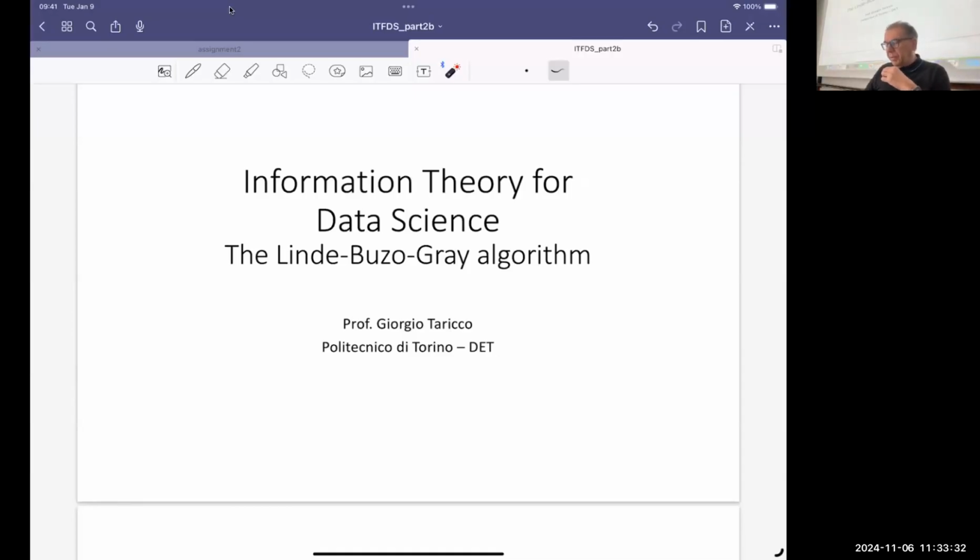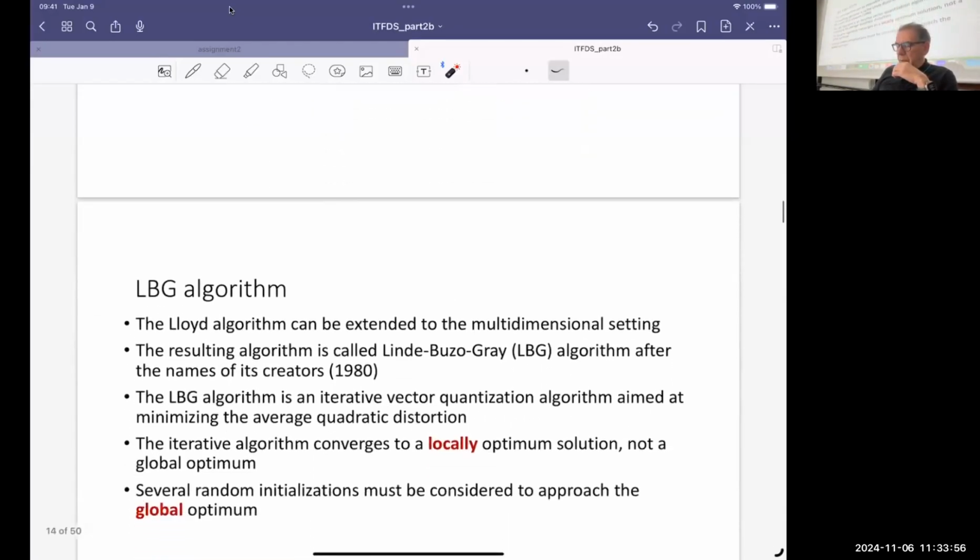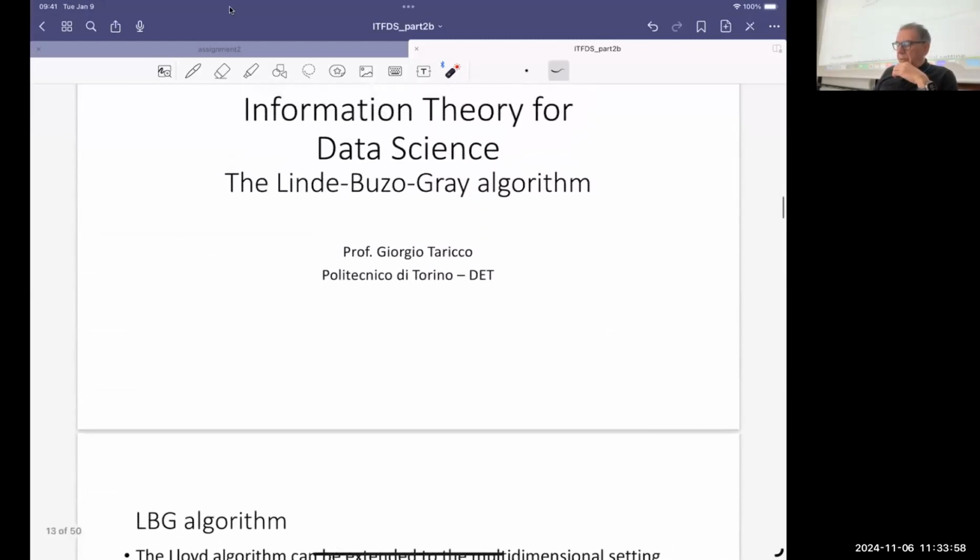We extend the previous analysis from the one-dimensional case to the multidimensional case. Here we are going to consider what is called vector quantization, because it involves the quantization of random vectors instead of scalar random variables. Vector quantization is mainly realized by resorting to the Linde-Buzo-Gray algorithm.